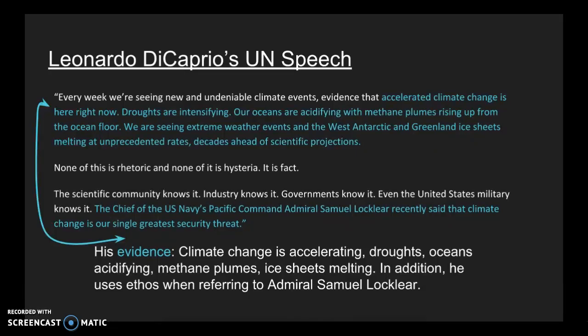He goes on by saying, climate change is accelerating, there's droughts, the ocean is acidifying, methane plumes are rising from the ocean floor, ice caps are melting. All of this is evidence for what he's saying, right? We're not taking it seriously, but yet here all these serious things are happening, and even someone as high ranking as Admiral Samuel Locklear is saying that this is the greatest single threat to our security, right? This is just to support what Mr. DiCaprio's claim has been from the beginning.